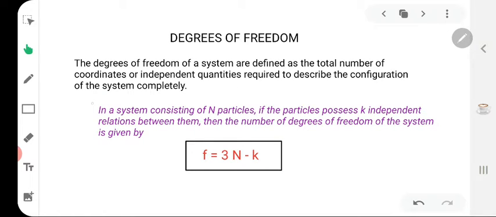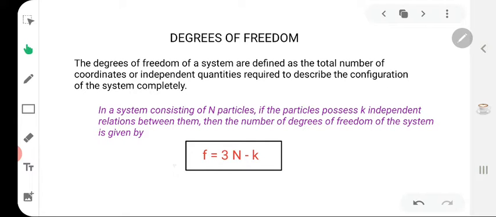What is the meaning of this term? What is degrees of freedom? The degrees of freedom of a system are defined as the total number of coordinates or independent quantities required to describe the configuration of the system completely. Now, what does that mean?